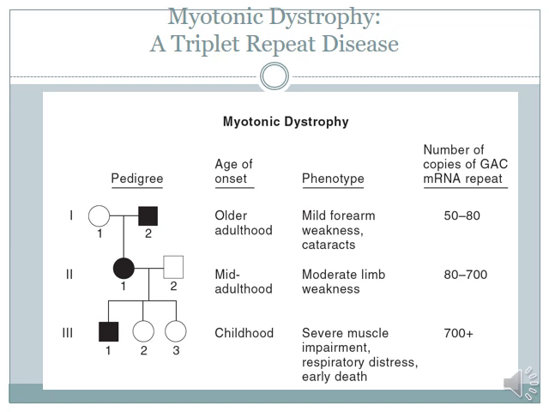So we look here at the first generation, where the number of copies was 50 to 80. We go to the second generation, it's 80 to 700. And then when we get into the third generation, it's 700 plus. And you can see at the phenotypes here how they change and how much more severe the disease becomes.